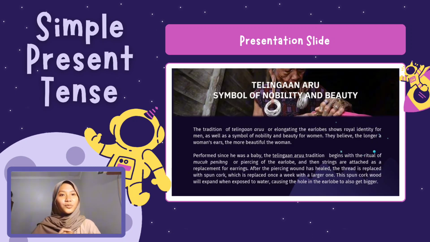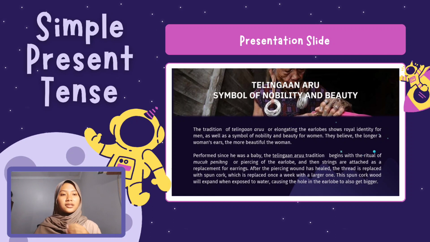Telingaan Aru, symbol of nobility and beauty. The tradition of telingaan aru, or elongating the earlobes, shows royal identity for men, as well as a symbol of nobility and beauty for women. They believe the longer a woman's ears, the more beautiful the woman. Performed since babyhood, the telingaan aru tradition begins with a ritual of piercing the earlobe, and then strings are attached as a replacement for earrings.